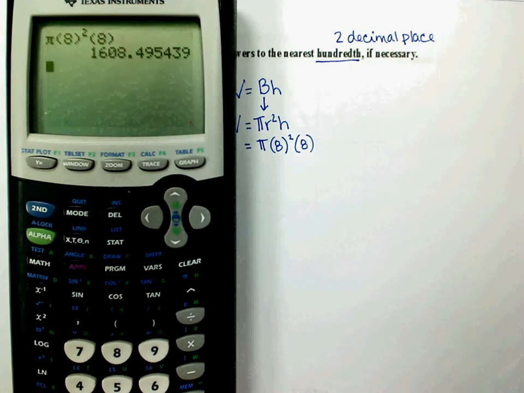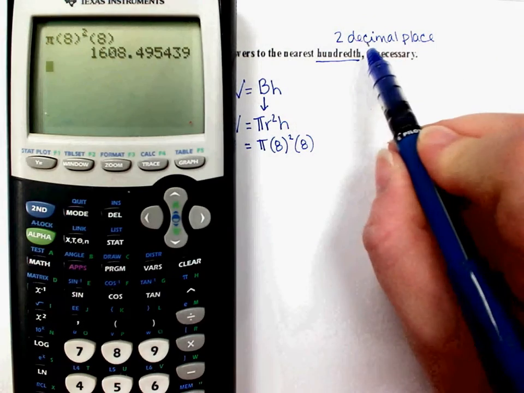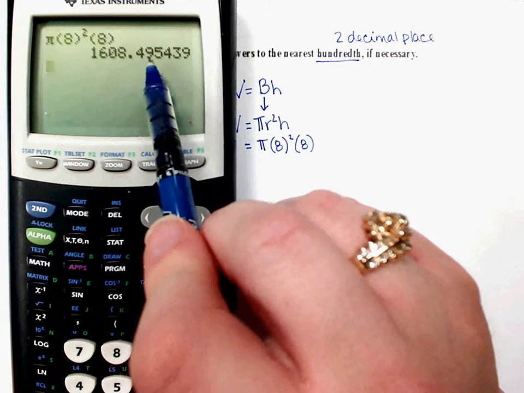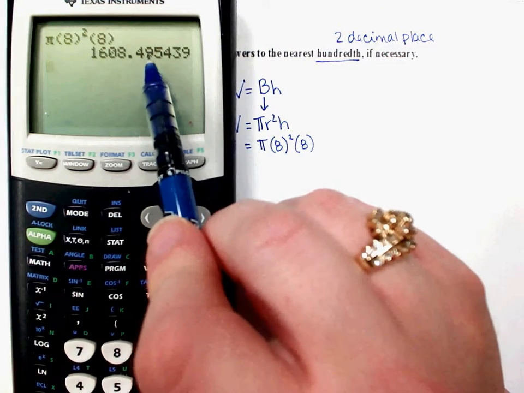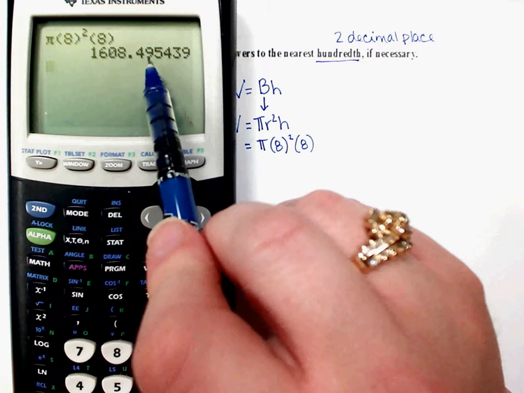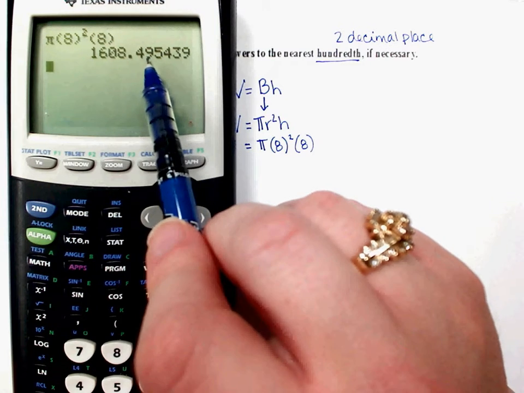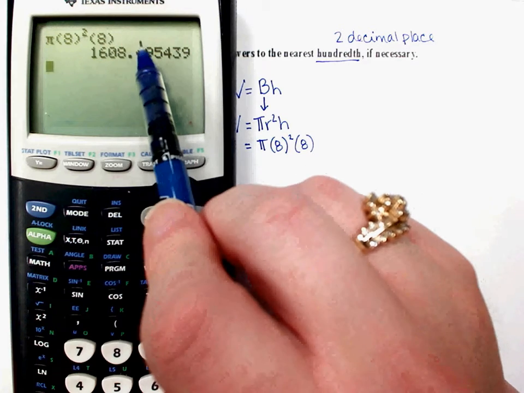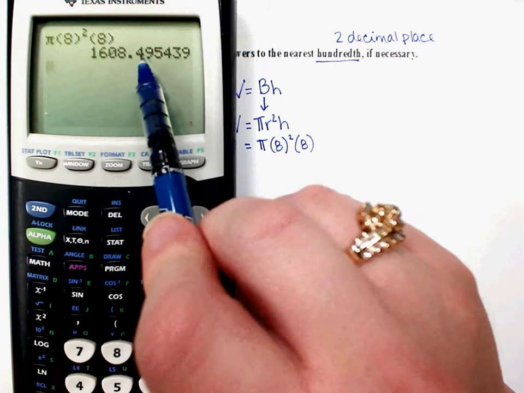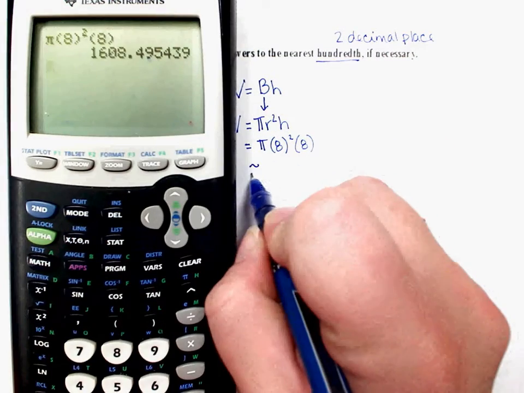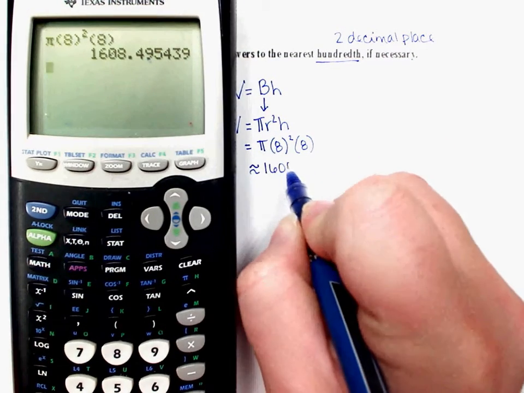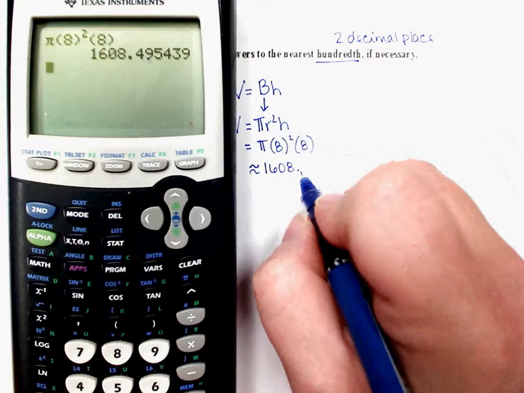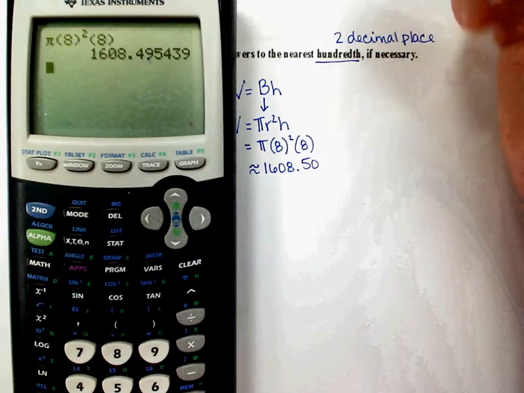So then when I get my answer, I'm rounding to 2 decimal places, 1, 2, there's a 9 there, and next door that 5 makes that 9 round up, and the number that's 1 more than 9 is 10. Which means you put the 0 here and the 1 here, which makes that a 5. So this would be approximately 1608.50.